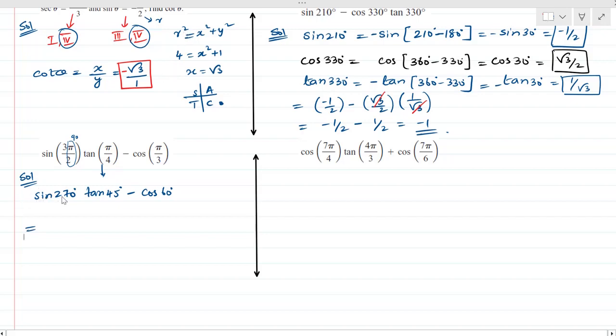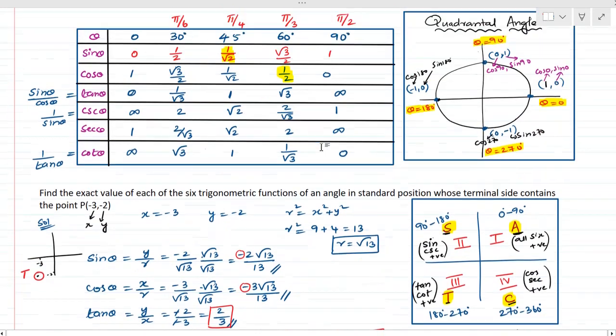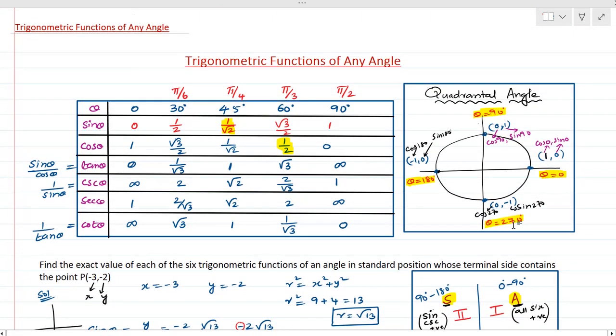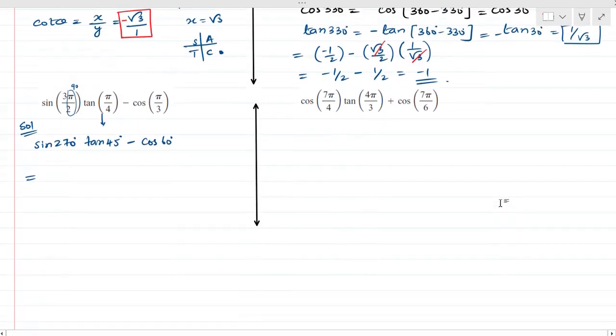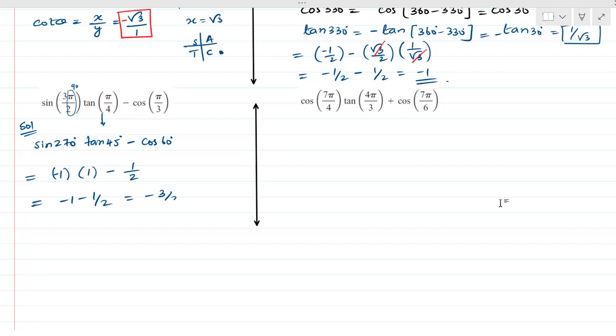So what is sine 270? Let us check with the circle. Sine 270 is equal to minus 1. I just substitute here minus 1. And tan 45, which is 1, and cosine 60, which is half, from the table. Then if you simplify, you will get minus 1 minus half, which is equal to minus 3 over 2. So this is the solution.